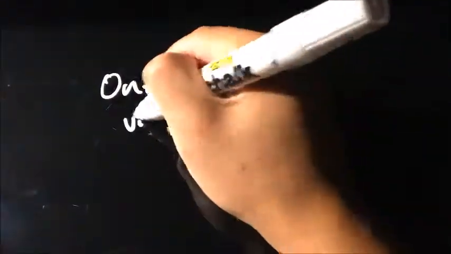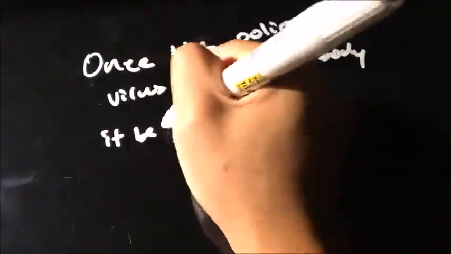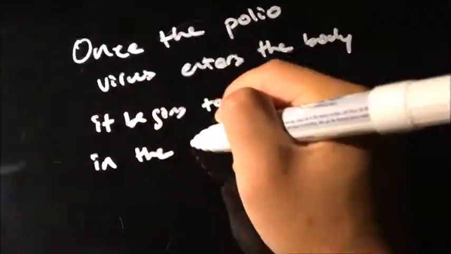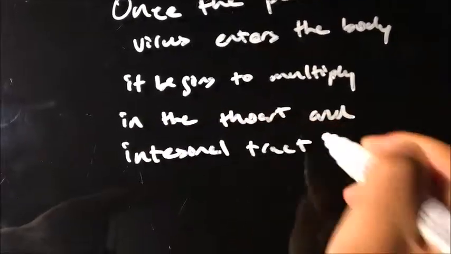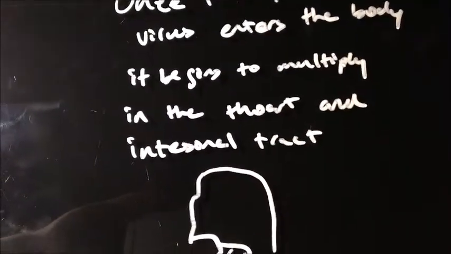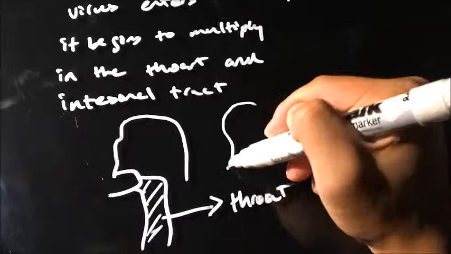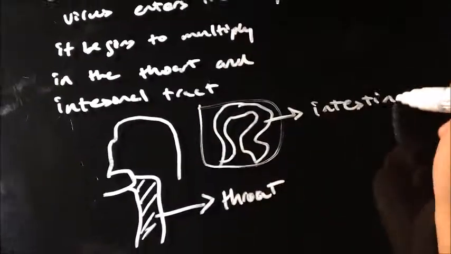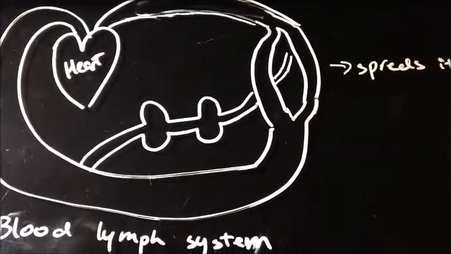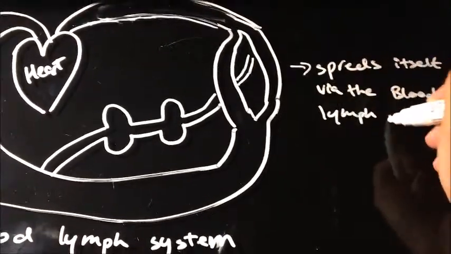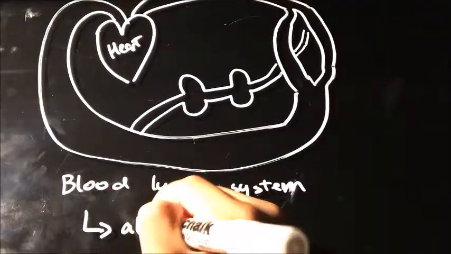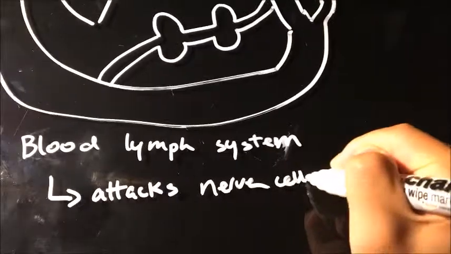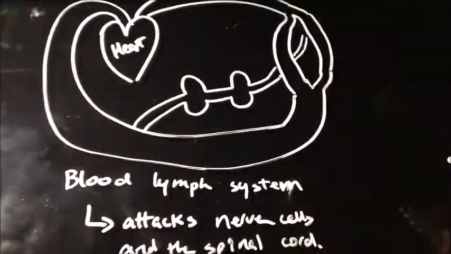Once the poliovirus enters the human body through contact with infected feces or contact with an infected person, it moves to the throat and intestine tract, where it multiplies itself and is then absorbed into the blood-lymph system. Within the blood-lymph system, the poliovirus spreads itself throughout its host's body, looking for nerve cells to attack, which are found within the brain and the spinal cord.